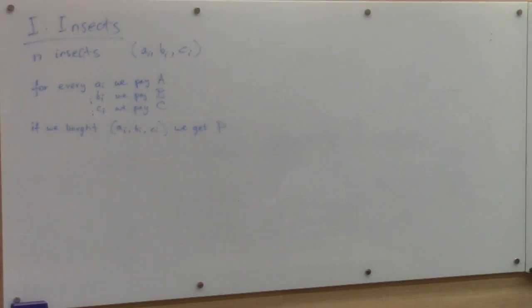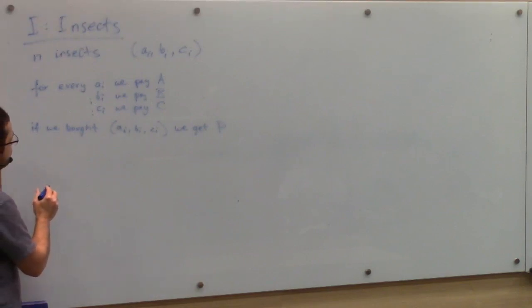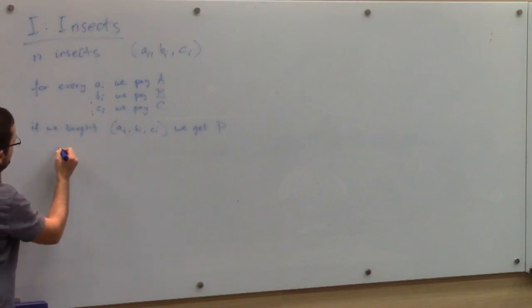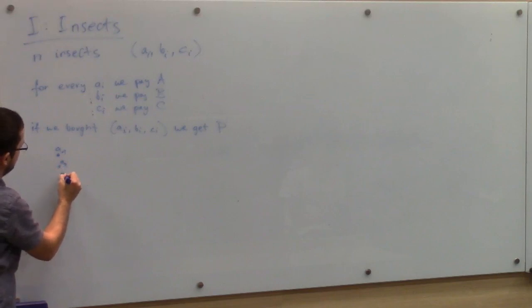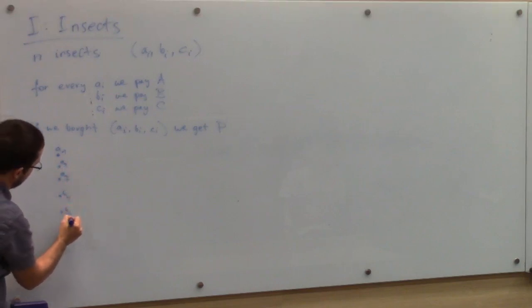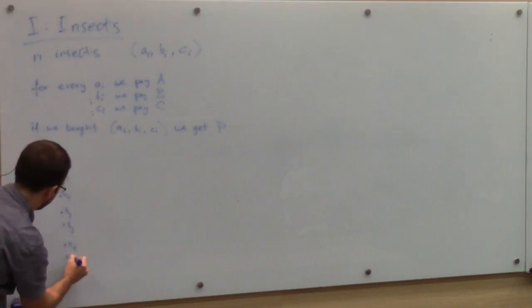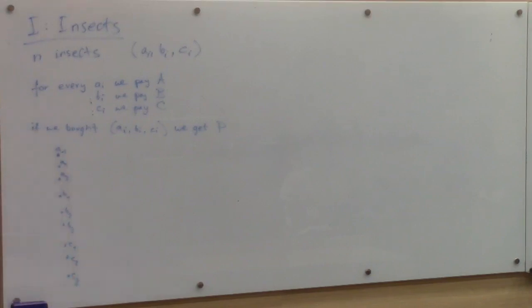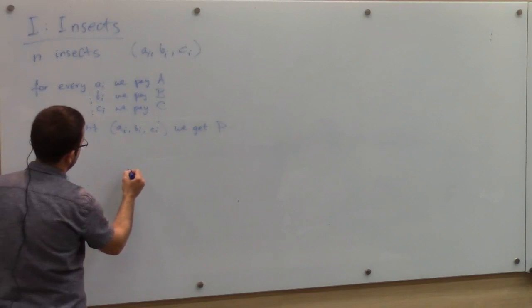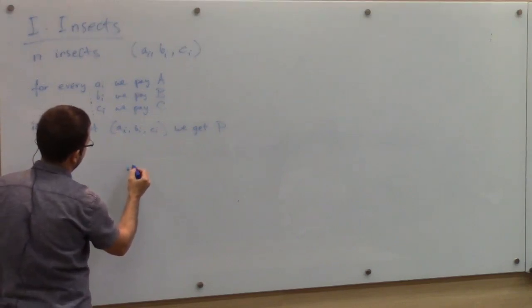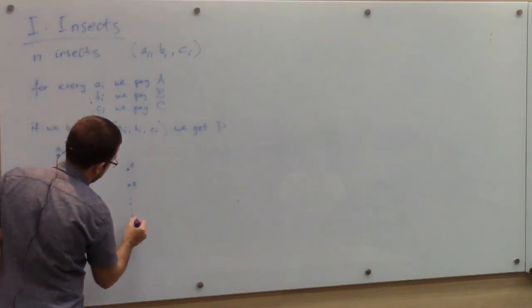So that means that we have some different AIs. Let's say that we have like A1, A2, A3, and so on. We have B1, B2, B3, and C1, C2, and C3. And we can buy them, and buying each of these we pay capital A. For these we pay capital B, and for these we pay capital C. And we have n insects. So let's say that we have insect 1, insect 2, up to insect n.